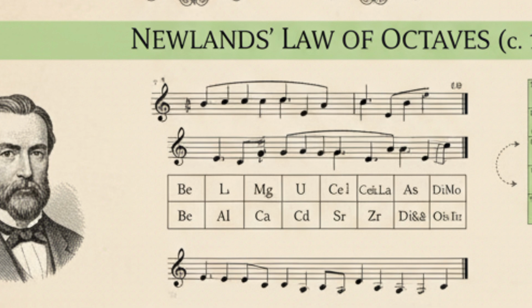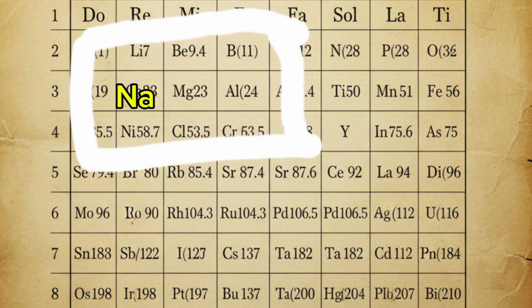Like the musical scale, Newlands noticed that when he arranged elements by atomic weight, the first and 8th elements had similar properties. The second and 9th had similar properties. The third and 10th had similar properties. He called this pattern the law of octaves. Consider the following elements: lithium, beryllium, boron, carbon, nitrogen, oxygen, fluorine in one period. The next is sodium, magnesium, aluminum, silicon, phosphorus, sulfur, chlorine, the second period, and the third period is potassium and calcium.